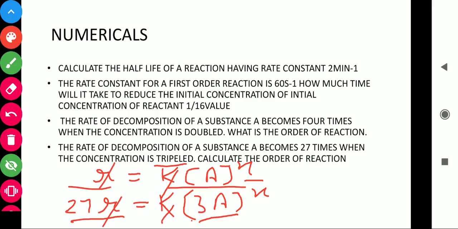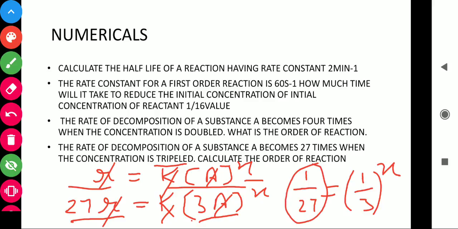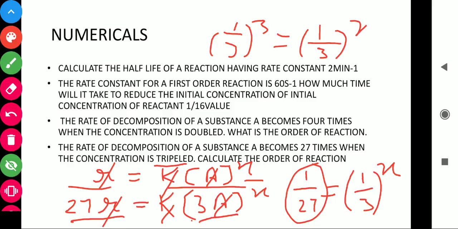R cancels, K to K, and because the powers are the same, we can cut A also. 1 upon 27 is equal to 1 upon 3 to the power X. It again becomes 1 upon 3 to the power 3. 1 upon 3 to the power 3 is equal to 1 upon 3 to the power X, means X is equal to 3, and the order of reaction will be 3. Okay students.